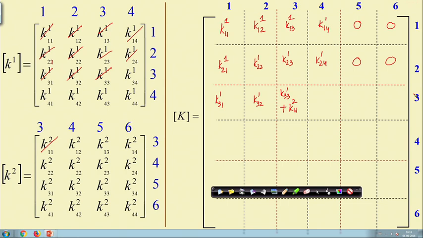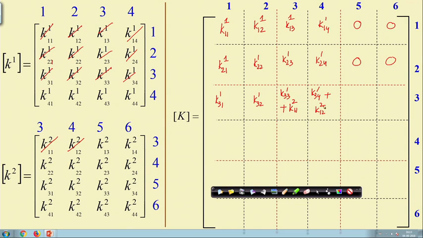Then 3 4: we have 3 4 here and we also have 3 4 here. So, 3 4 here is this and 3 4 here is this. So, this will be K34 of member 1 plus K12 of member 2.